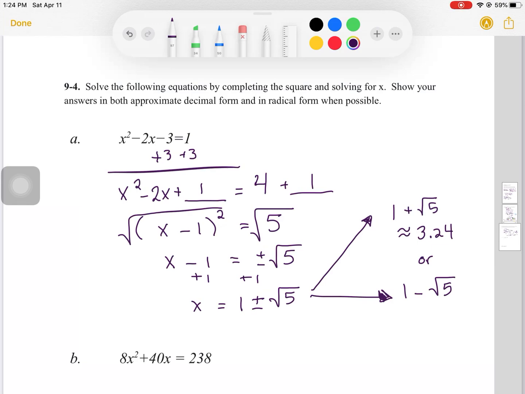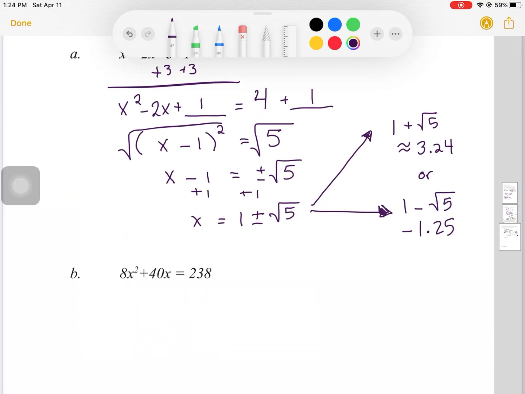Or I'd have 1 minus the square root of 5, and this is going to be a negative value because the square root of 5 is just over 2. If you guys remember that, the square root of 4 is 2, so the square root of 5 is going to be just over 2. So this becomes negative 1.25. So there are my two values for x, solving for x in both decimal form and in radical form. So now we're going to take a look at the next problem.